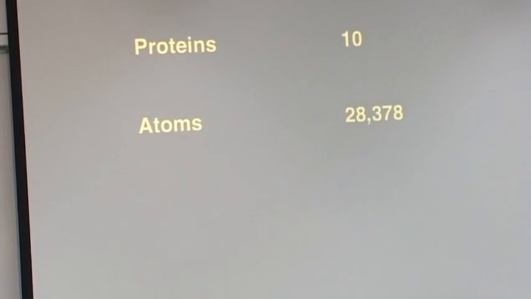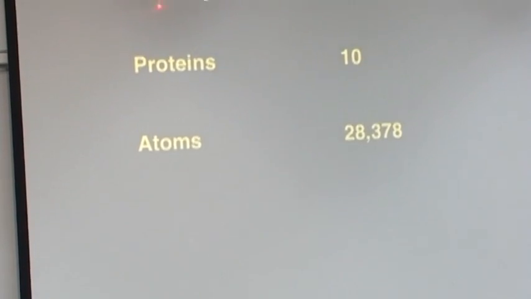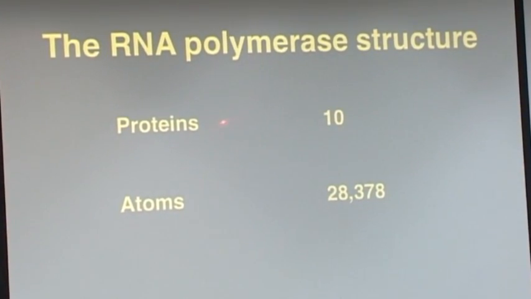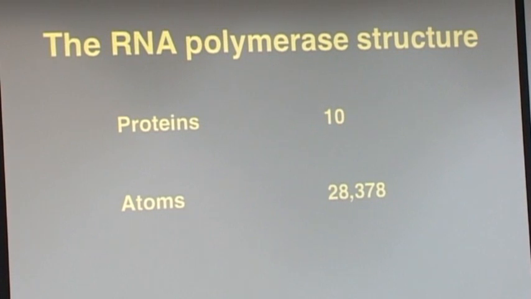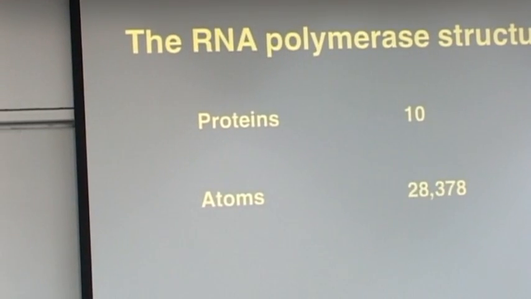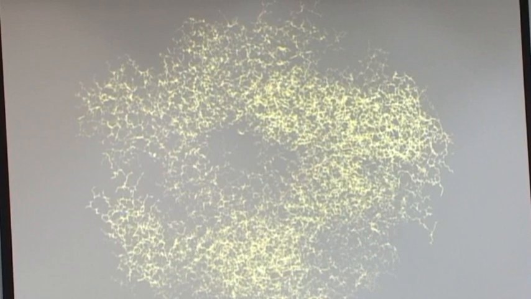Nevertheless, the RNA polymerase, the machinery for reading genetic information, whose structure we solved, is actually not 1 but 10 proteins, 10 long chains of amino acids, contains 28,000 carbon, nitrogen, and oxygen atoms. And this is what the structure looks like when you're done. Here's a picture of 28,000 carbon, nitrogen, and oxygen atoms.